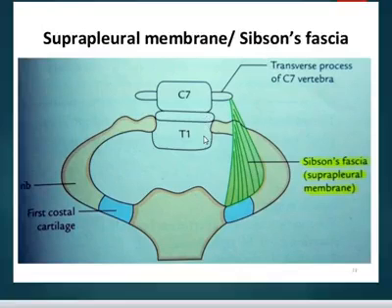Thoracic inlet is separated from the neck by a suprapleural membrane. Suprapleural membrane is present on each side of thoracic inlet. Suprapleural membrane is basically a flattened tendon of scalene minimus muscle. It is triangular in shape, with apex attached to the transverse process of 7th cervical vertebra and base attached to the inner border of first rib and its costal cartilage. Suprapleural membrane basically provides rigidity to the root of neck.